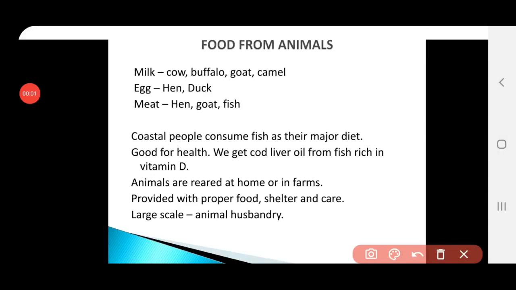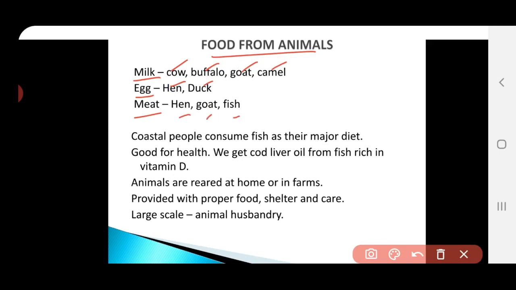Next, it is food from animals. We know clearly that humans have to depend on plants and animals for their food. So here I have listed some animal sources, that is milk, eggs and meat. Milk is provided by cow, buffalo, goat and camel, and eggs by hen and duck, and meat is by hen, goat and fish.